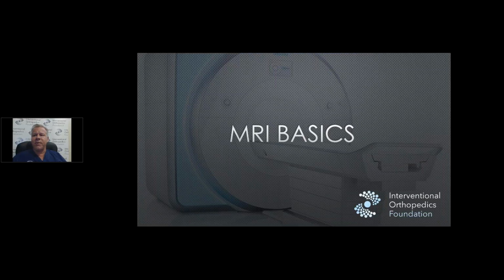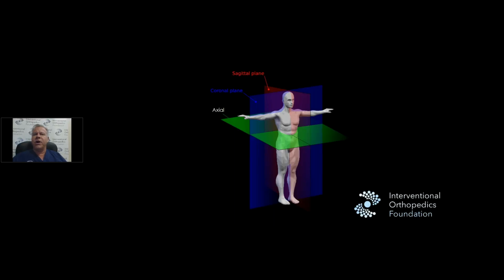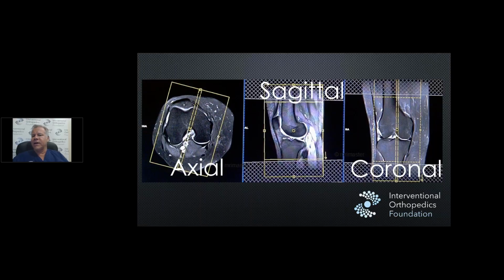So let's just go over some MRI basics. As you know, there are 3 planes that we'll look at today: sagittal, coronal, and axial. And that's what those look like on an MRI. Axial image off to the left, sagittal in the middle, coronal off to the right.